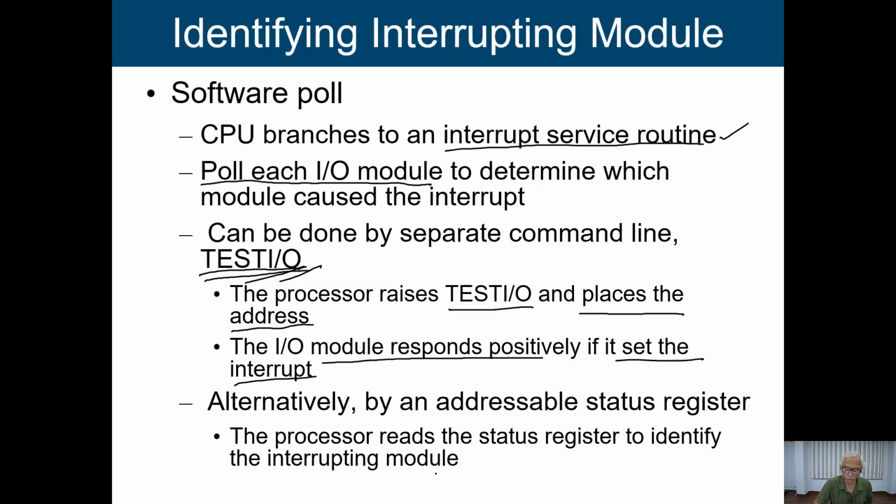So 4 modules are connected, and it is going to check them one by one. Whichever has generated the interrupt is going to respond. In the way you are checking, along with that you can set the priorities. The highest priority one will be checked first and the lowest priority will be checked later on.